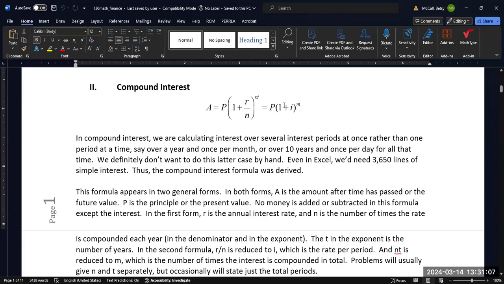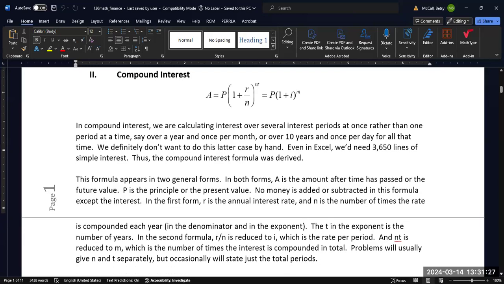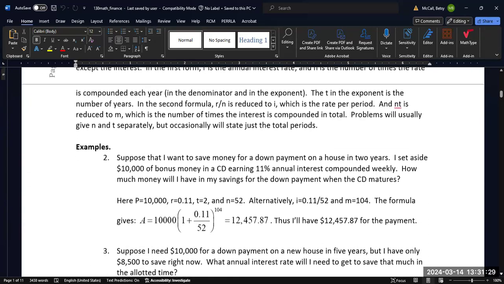You will also sometimes see this formula expressed this way, where I is the interest per period, and M is the number of periods. So again, you'll see this in slightly different forms, but basically it is still the same thing. So let's walk through an example.